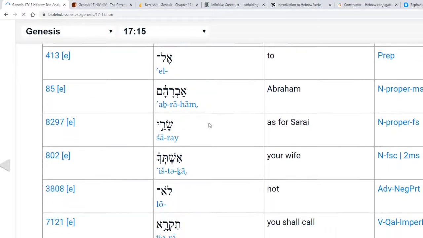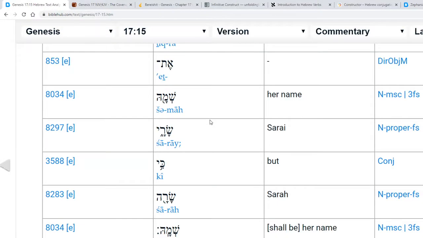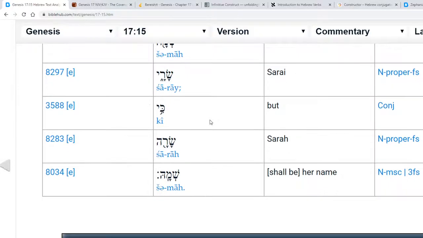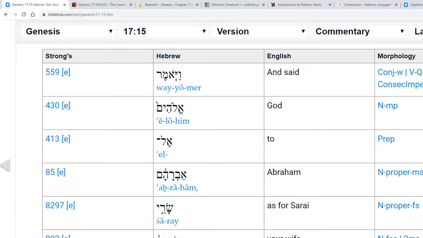Vayomer Elohim el Avraham, Sarai ishtecha lo tikra et Shema Sarai ki Sarah Shema. So Sarah is also getting a new name, right? So conjunctive of, this is to say, aleph mem resh, right? The less harsh way of saying to say. And how you want to translate those two, that's up to you. You might say that the first, Amar, is to say and Diber is to talk.